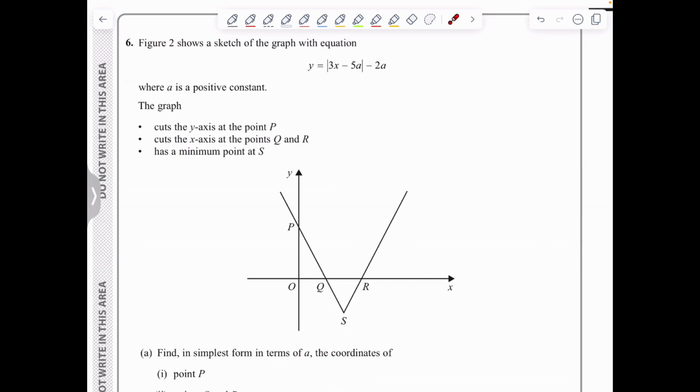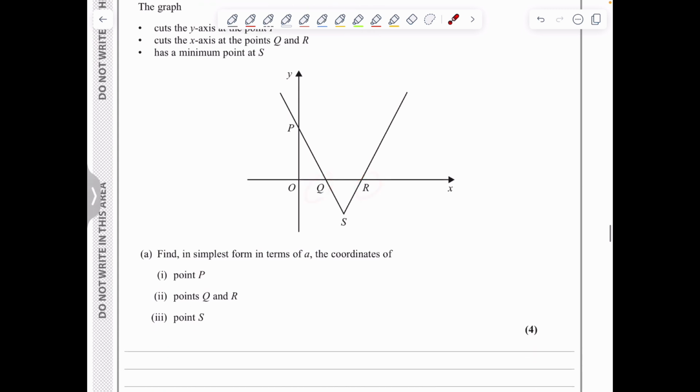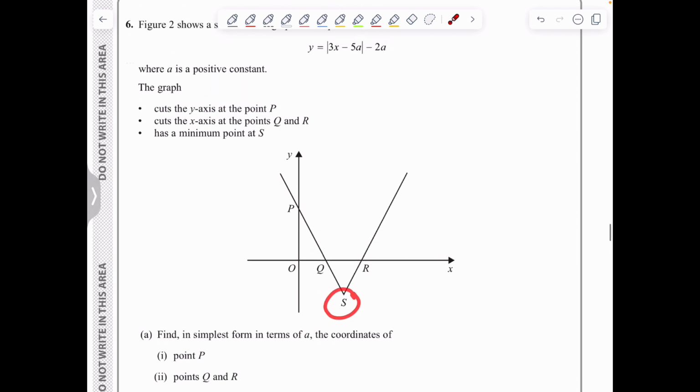In question 6, we've got the graph of the modulus of 3x minus 5a, minus 2a. A is a positive constant. We are cutting the y-axis at point P and the x-axis at points Q and R, and we need to find, in terms of a, the coordinates of P, Q, R, and S, where S is the minimum point, the vertex of this graph. The first thing to do is identify the equations of the line segments that give me the overall graph.